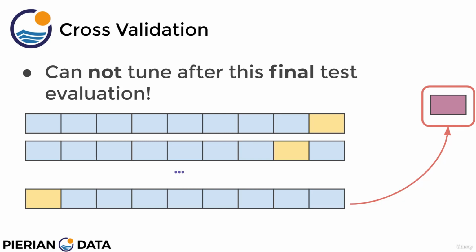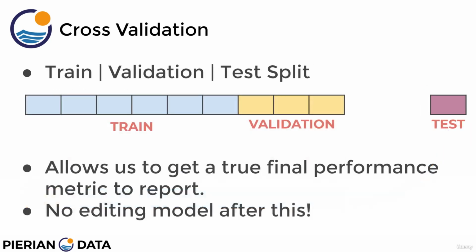And obviously, to make it fair, we're not going to go back and then adjust our model to hopefully perform even better on this data. Instead, we're using this final performance metric as just a report. So you can imagine if you have a boss coming in and asking you, how well did the model truly perform? You're going to report back this final number, and you're not going to tune after this.